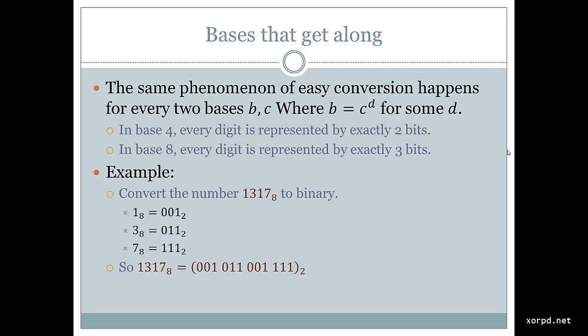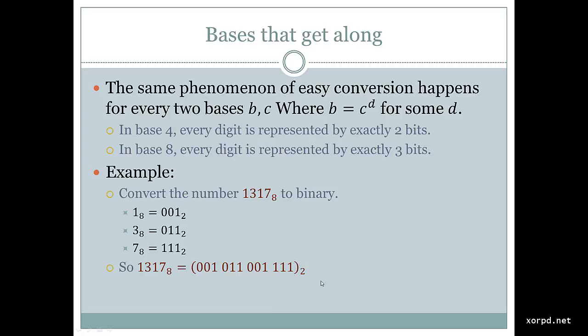Example: convert the number 1317 in octal base, in base 8, to binary. So this time we are going to convert every octal digit into 3 binary digits. The first digit, 1, is going to be converted to 001 in base 2. The second one, 3, will be converted to 011 in base 2. And the third one, 7, is going to be converted to 111 in base 2. So eventually, we get this result.